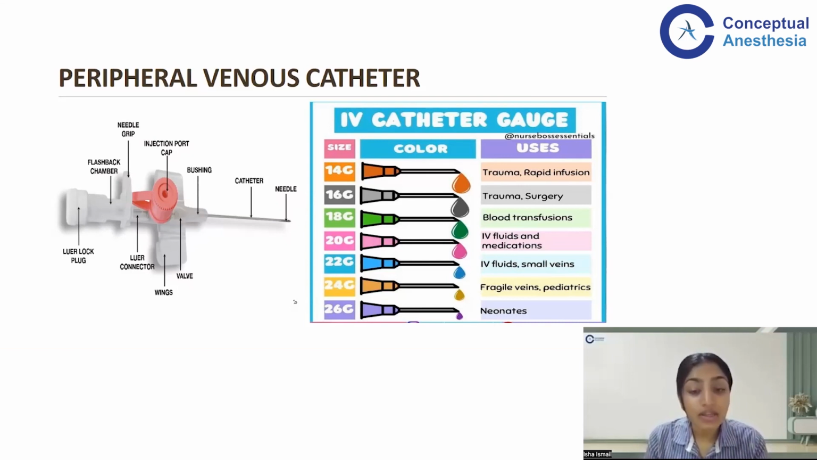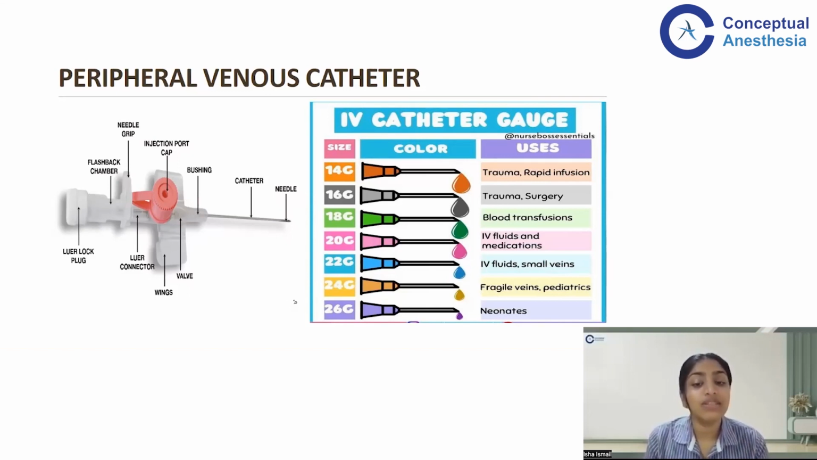We need to know them because we need to know when to use what, right? So in pediatric groups, your 22, 24, 26 is what is utilized. 20 gauge is generally utilized for an adult patient. You want to give maintenance fluids, basic simple surgery. All of those require 20 gauge.